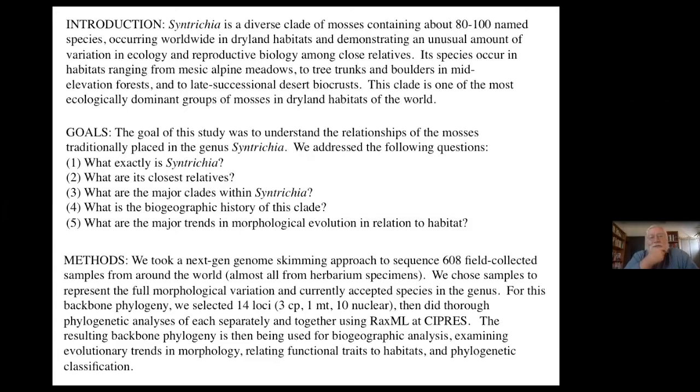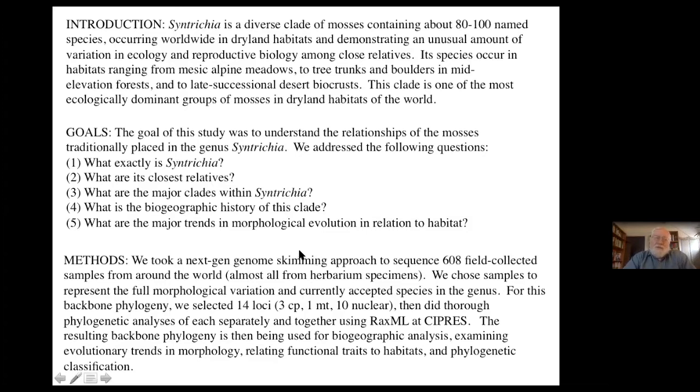We wanted to actually figure out what Syntrichia is. Syntrichia is not necessarily clearly understood, and people have different definitions of it. So we want to know what it is and what its relatives are. What are the major clades, which is a name for a lineage? What are the major groups within Syntrichia? What's its biogeography? Can we infer where it might have originated and where it might have moved to? And then, looking at all this wonderful array of morphological characters, how has that evolved over time?